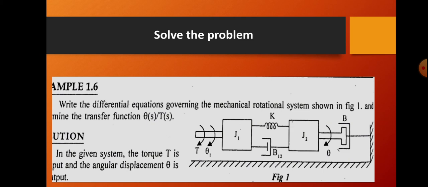In the figure there are two mass elements, that is moments of inertia J1 and J2, and the applied torque capital T is acting on J1, and due to that applied torque there is a displacement theta 1 corresponding to J1. There is a spring K connected between J1 and J2, and a dashpot connected between J1 and J2, given as B12. There is another dashpot B connected to J2. Due to that, there is a displacement theta. So this is the system shown in the figure.